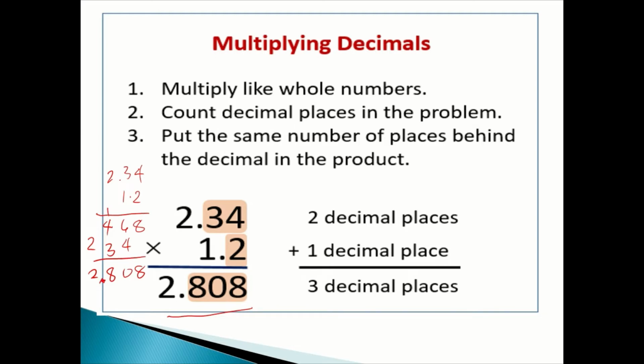2.808. The question there, in our product, why does the decimal point become 3? Okay, it's because we count the decimal places in the problem, which is 2.34. So we count that, 1, 2 decimal places, and then 1.2 has 1 decimal place, and then altogether 1, 2, 3. That's 3 decimal places all in all. So as you can see there, 2 decimal places plus 1 decimal place is equal to 3 decimal places. And that's how we are going to multiply decimals. Let's try it on a problem.